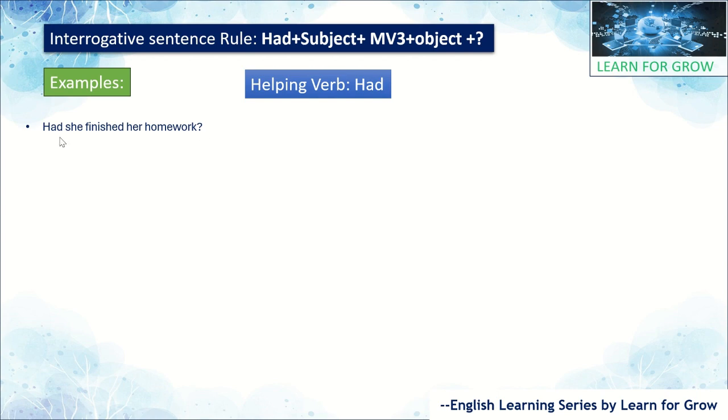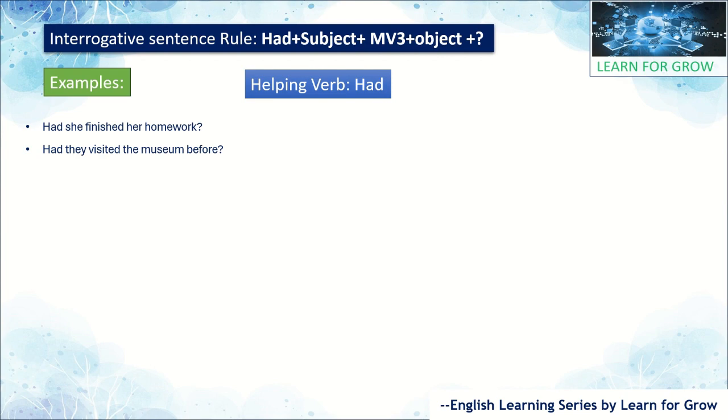Here we have a question mark. Based on the rule only we have written the example, right? Had is a helping verb, she is a subject, finished is the third form of the main verb, and homework is an object. I hope you understood.